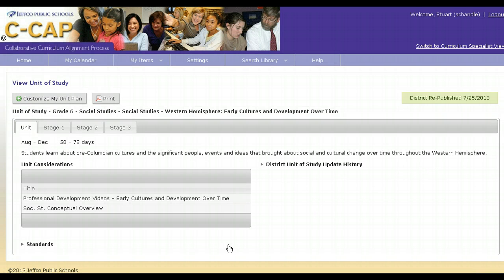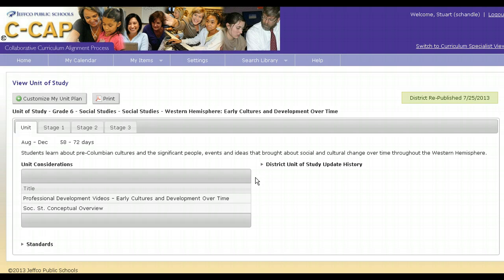First page. You're going to see on this tab I'm in the unit. It shows you when the unit falls, approximately the number of days, 80% of the student contact days, or what that would look like, and 100%. That's what those numbers are based on during the year. You're going to see a brief 1 or 2 sentence synopsis of the unit right here.